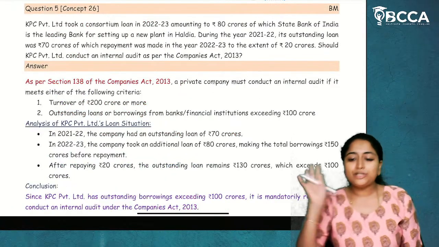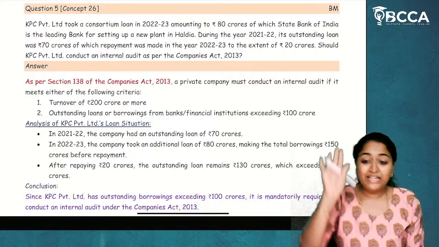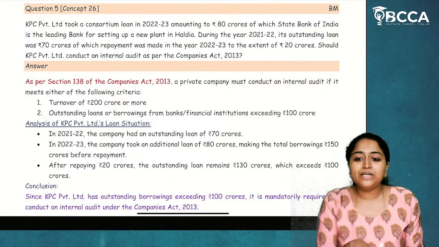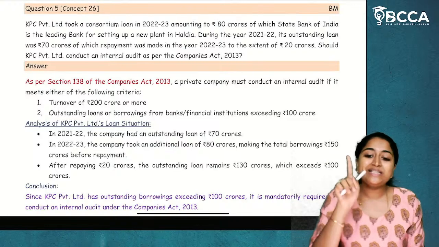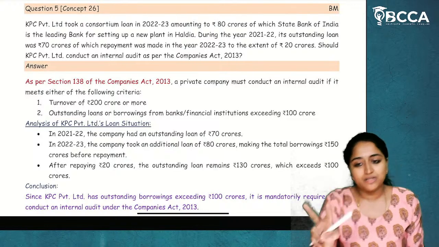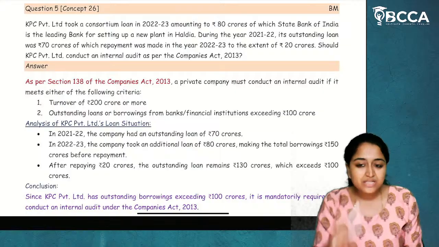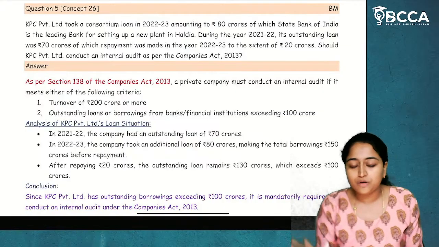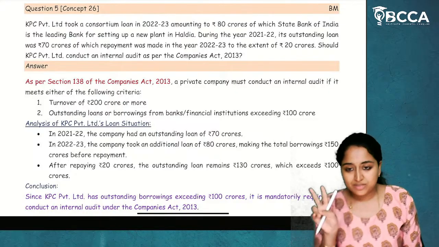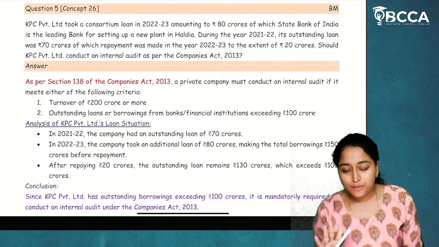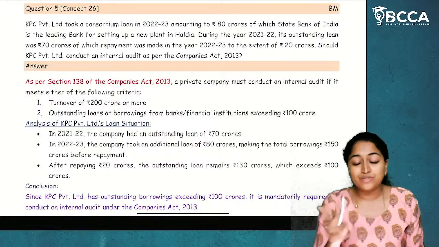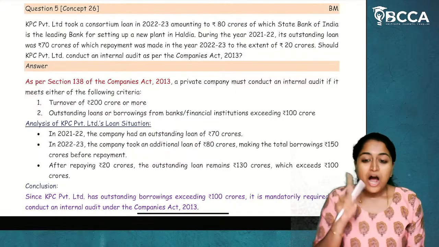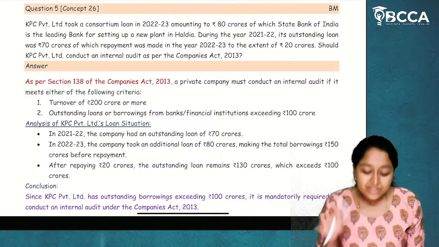Now, if we come back to this question, we have gotten enough clarity that it is a private limited company. For a private limited company, we have two limits. One is outstanding loans and borrowings and next is turnover. Anywhere in this question, did they talk about turnover? No, they haven't given any information about turnover. So we have to depend upon outstanding loans and borrowings. Now, here, how much loan was there in the preceding financial year?